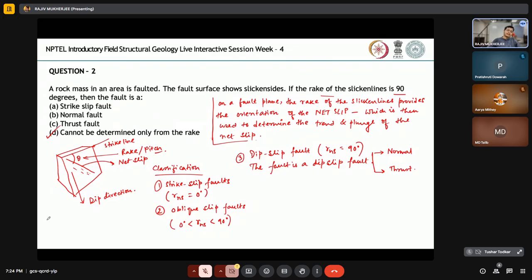Another thing we can get from slickensides is that they appear as distinct step-like features. If we know the rough direction, it is approximately the direction of displacement. But other than that, we cannot get extra information from these slickenlines. So what information, other than the rake of the slickenlines, is required to know whether the fault is a normal fault or a thrust fault?